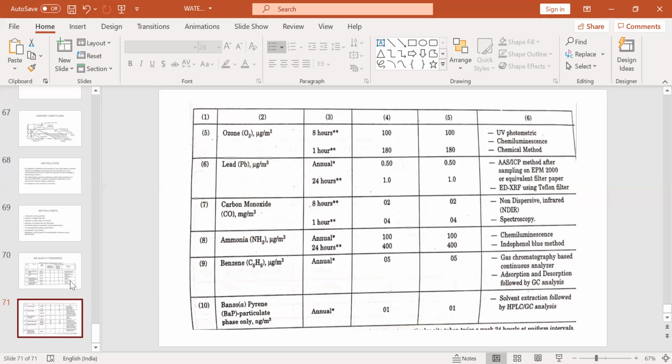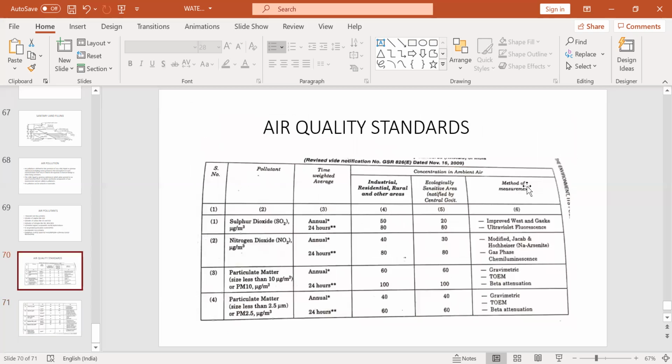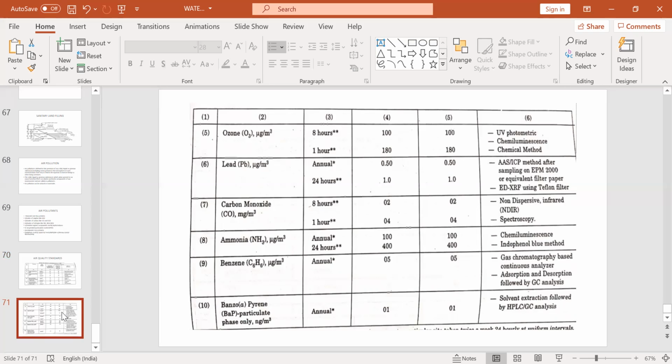And in the last column, it is also given the method of measurement, how the measurement is being done. So there are methods like gravimetric, TOEM, beta attenuation. There are some devices which measure the air pollutants. For different gases and different air pollutants, you have different methods or different equipment to measure them.